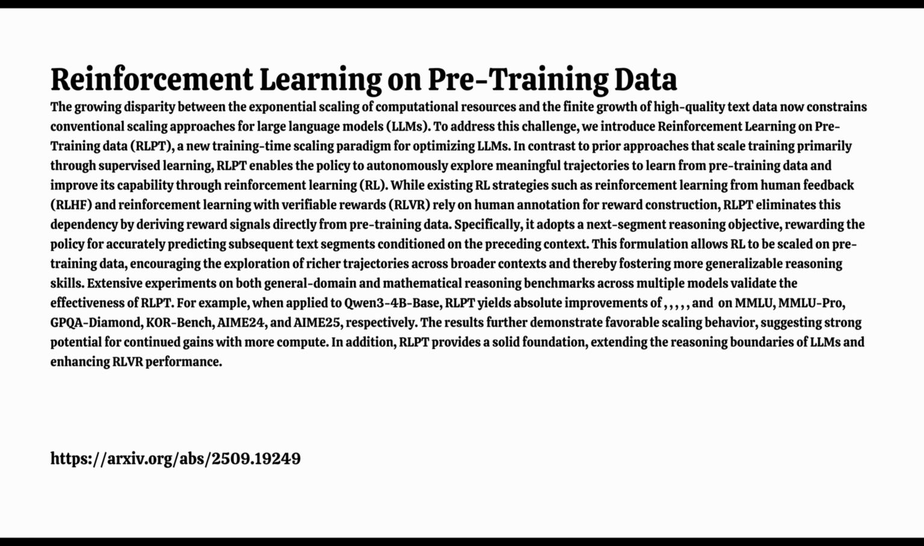Let's shift to the analysis. What about scaling? Does this method look like it will scale well as we dedicate more compute to it? That ties back to the initial data wall problem. The scaling properties look quite promising, actually. Their analysis indicates that the performance improvements on these benchmarks seem to follow a power law relationship with the amount of training tokens used for RLPT.